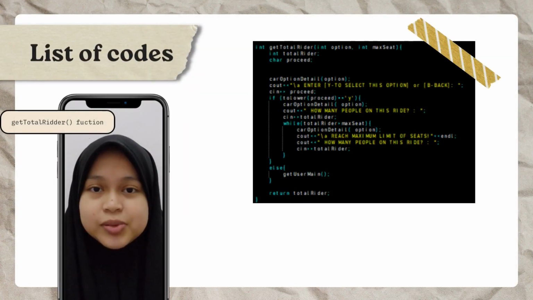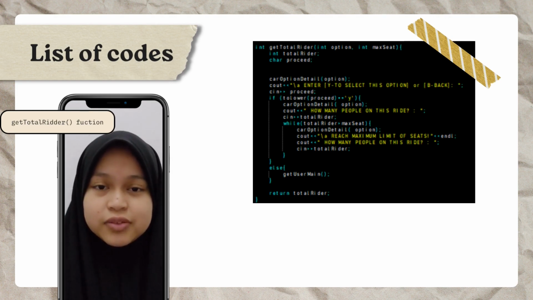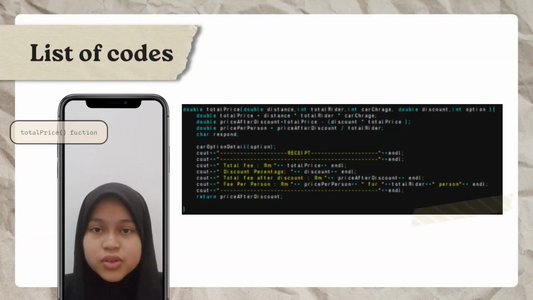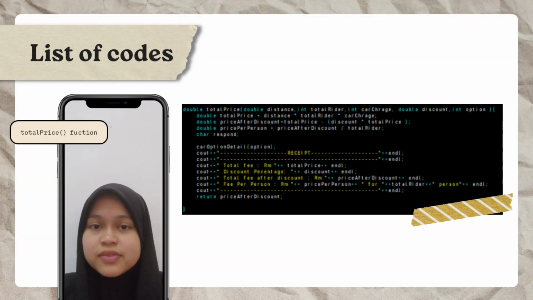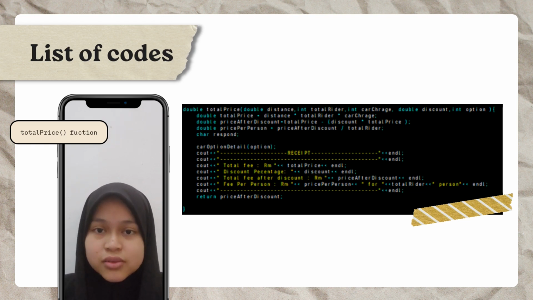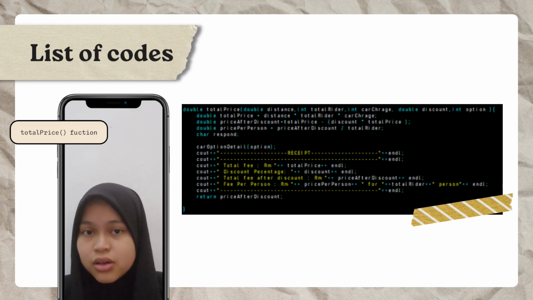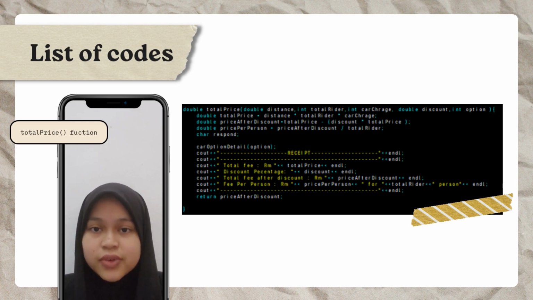After they choose the option that they desire, it will go to the get total rider function. The car option function is to show the details of the car they have chosen. Next, we go to the total price function, which basically displays the receipt and calculates the total price, price after discount, and price per person. All of them are displayed, and this function returns the price after discount.